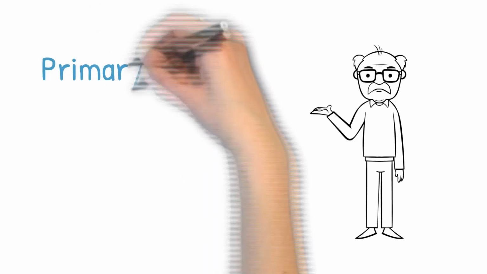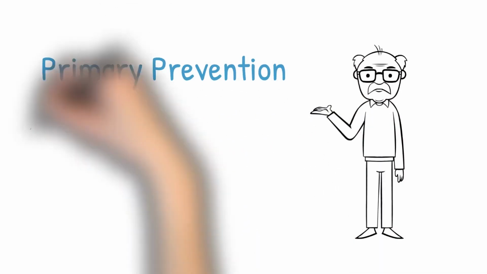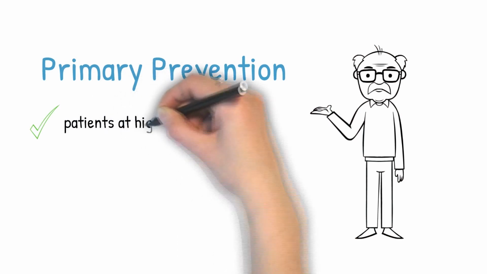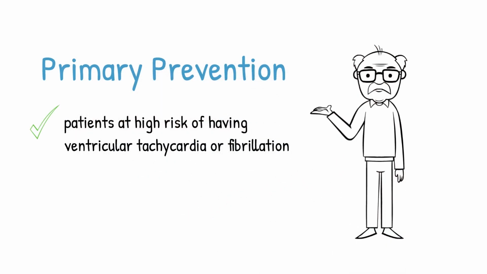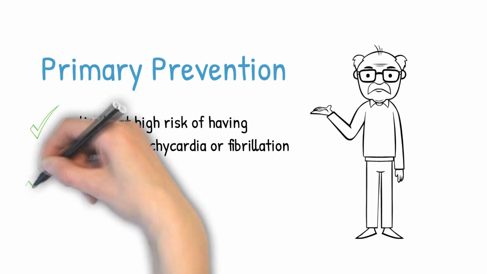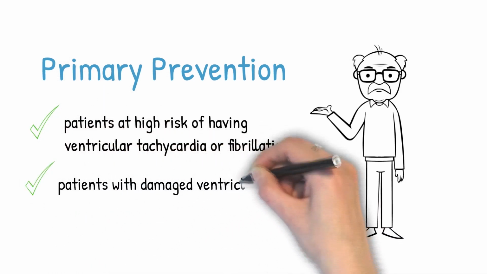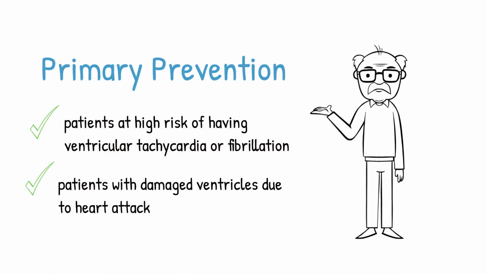But very often, we implant defibrillators in primary prevention in patients who have not had a ventricular tachycardia or fibrillation, but are at high risk of having one. Most often, this is in patients who have a ventricle that has been damaged by a heart attack, and we will then implant the device to prevent a serious arrhythmia or sudden death.